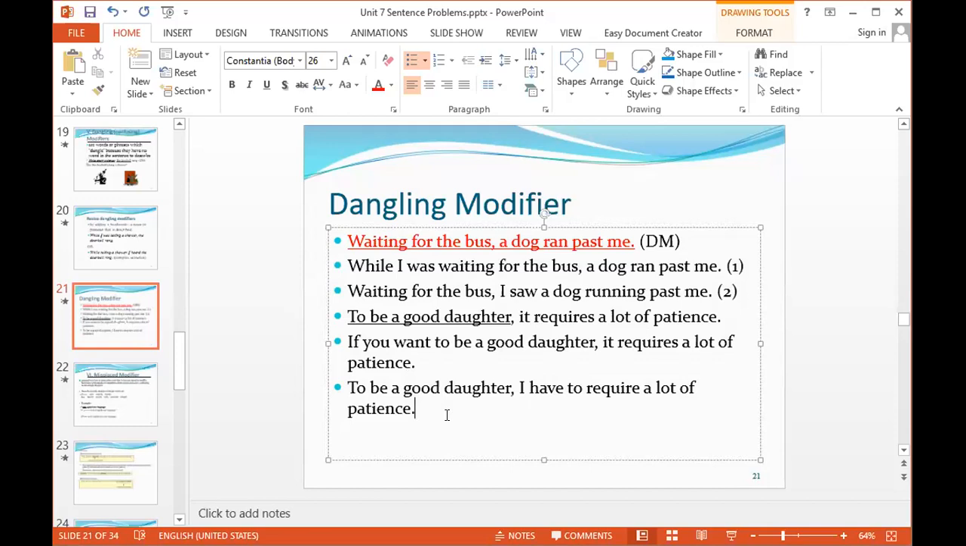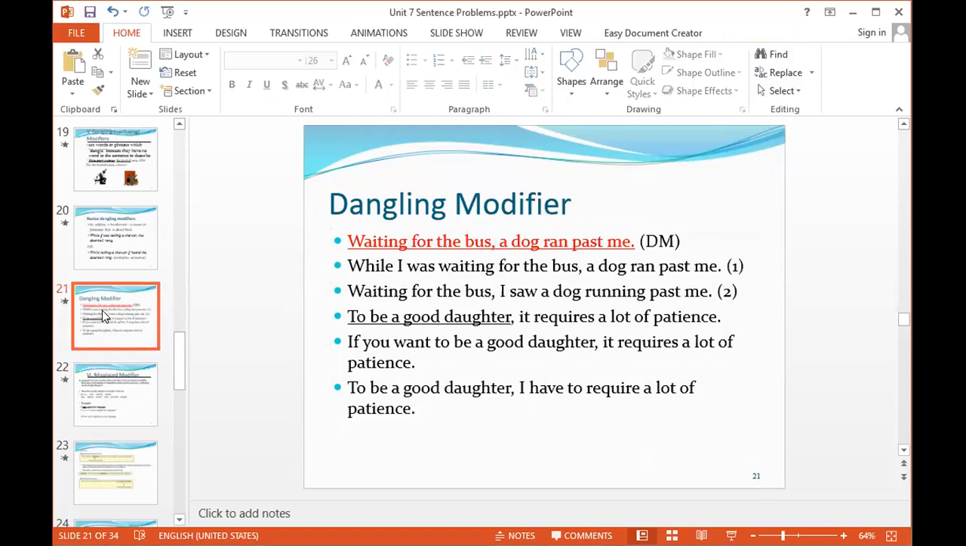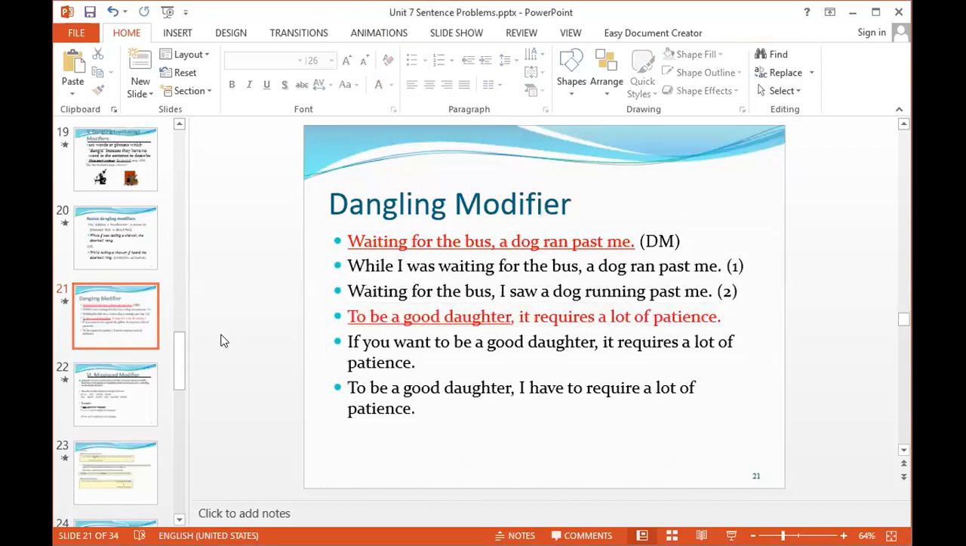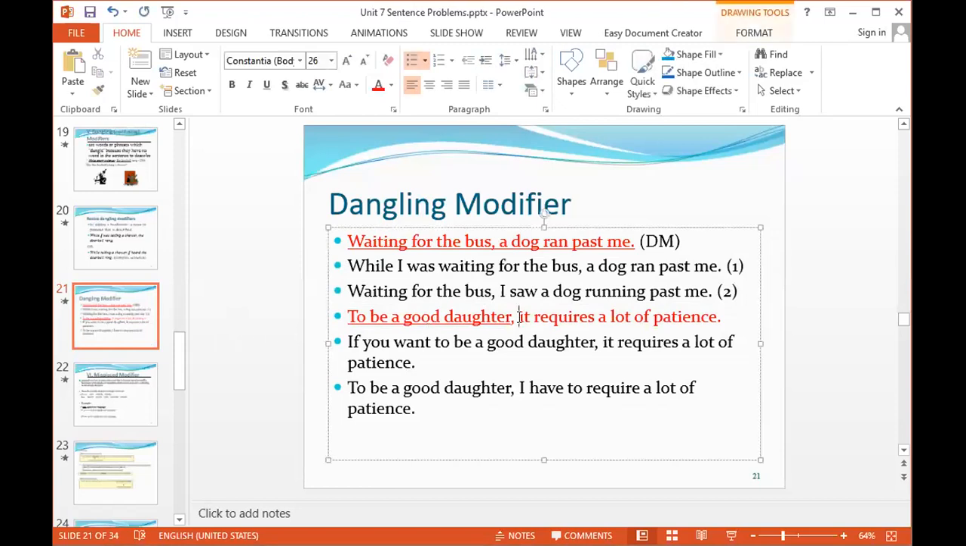Okay, usually we look at the beginning of a sentence here. Does the modifier modify the right subject or not? If it does not, this is called a dangling modifier. Usually at the beginning of a sentence, like you can see here, to be a good author. Does this one modify it or not? No, teacher. That's why it is wrong. It modifies the wrong subject or has no clear subject.